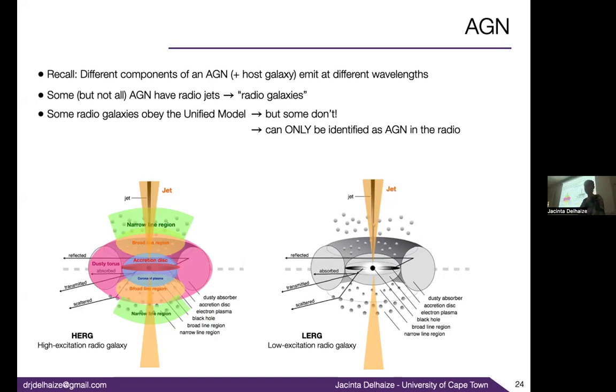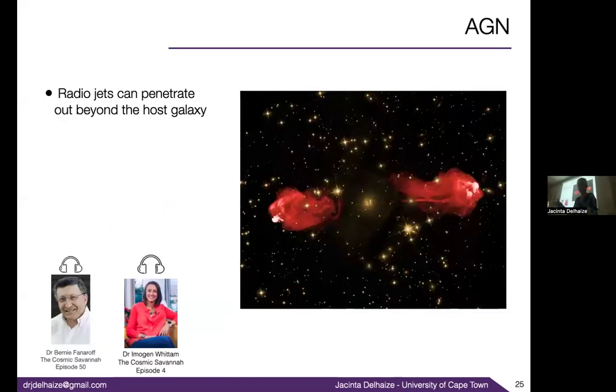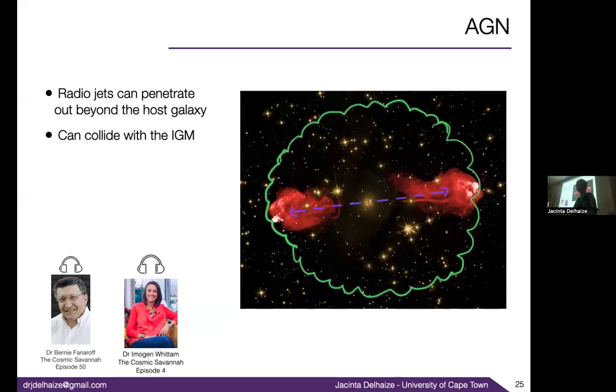So some AGN can only be identified as AGN in the radio. Okay, and we call these LERGs, low excitation radio galaxies, which Nagas has recently found out exist, and that a lot of the time the AGN community based in the other wavelengths is not aware of. Now, these radio jets can penetrate out beyond the host galaxy. So, for example, here's a host galaxy. Here are these massive radio jets, and they can grow out with age, probably. They can collide with the intergalactic medium, which looks like this, hot ionized gas out between galaxies.